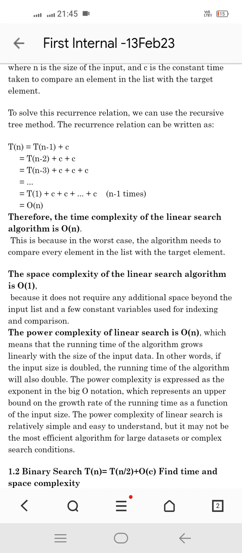The space complexity of linear search is O(1) because it does not require any additional space beyond the input list and a few constant variables used for indexing and comparisons. The power complexity of linear search is O(n), which means that the running time of the algorithm grows linearly with the size of the input data.